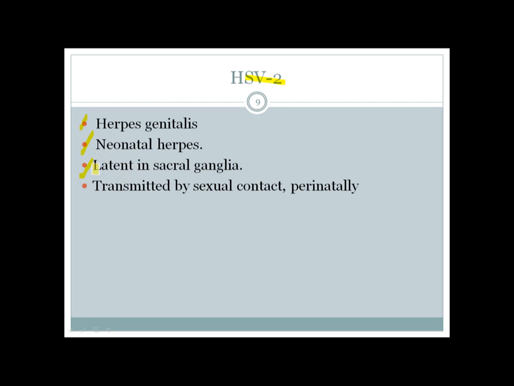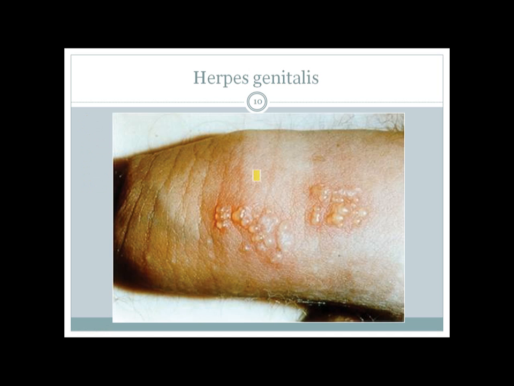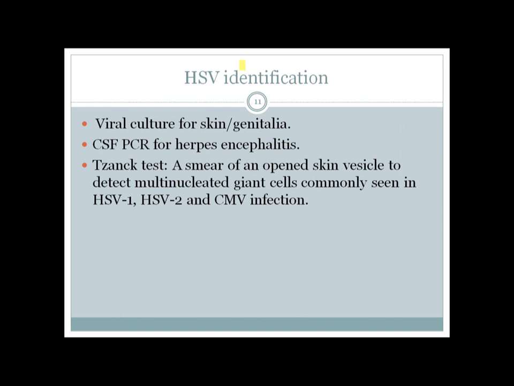And genital structures are commonly supplied by nerves from sacral ganglia, and that's why herpes simplex virus type 2 can be latent in sacral ganglia, and it's commonly transmitted by sexual contact and parenterally, as I had mentioned. And here you can see a penis of a patient, and you see the vesicles which can be painful or itchy.